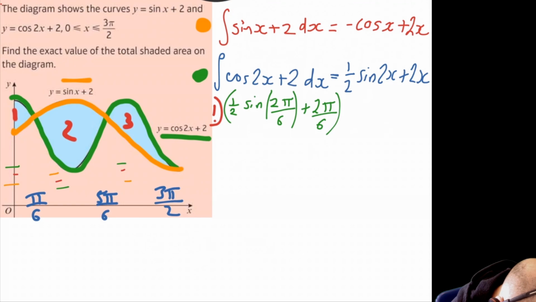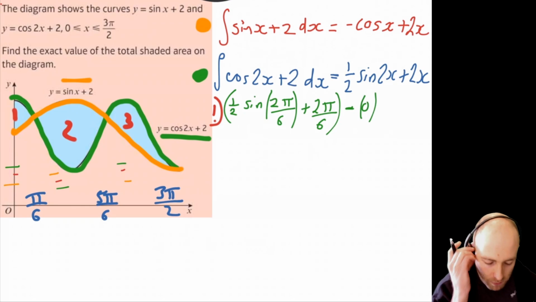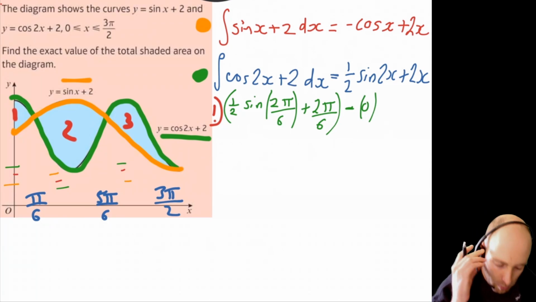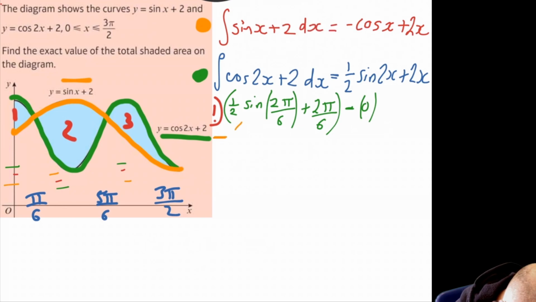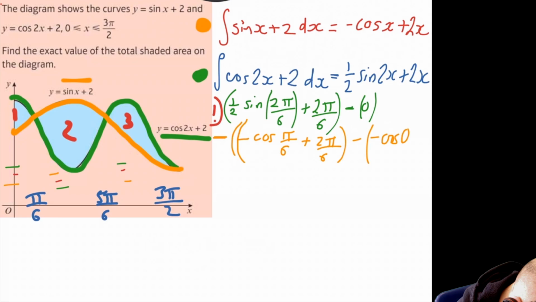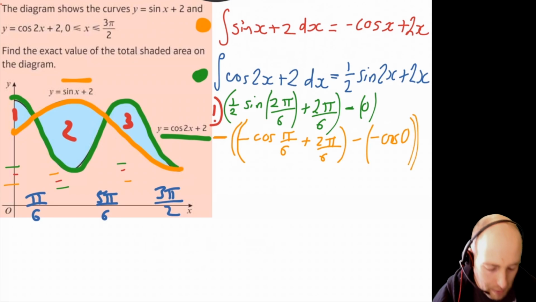So you get that. Take away the 0 root. So it's going to turn into 0. So I'm just going to write minus 0 there. So from that, I need to take away the yellow one. So I need to do take away. Let's do it on a different line. Take away. Oh, have I done it in the wrong place already? No, we're good. Take away minus cos pi by 6 plus 2 pi by 6, second bracket. Take away minus cos 0. The other bit's going to go to 0 anyway. So we get that for my first bit.